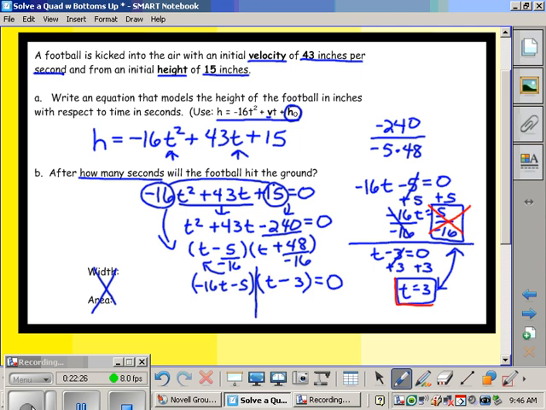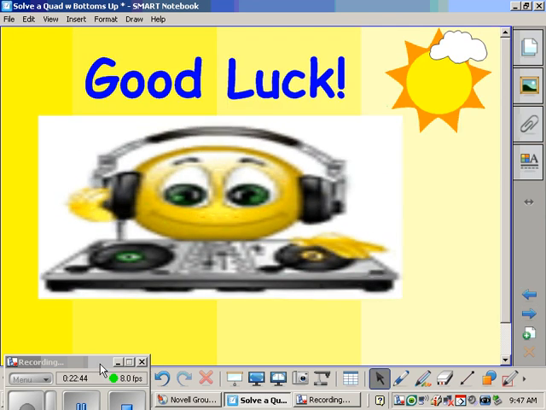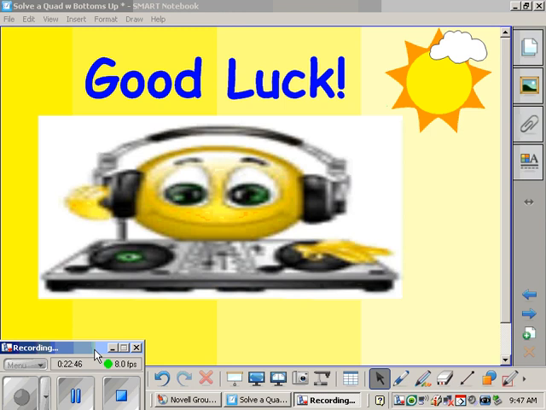So this is the one we want to focus on, t equals 3, which means that the football will hit the ground after 3 seconds. The value that's negative is the one that you ignore, because obviously time cannot be negative. And that completes the lesson on solving a quadratic equation using the bottoms-up method.